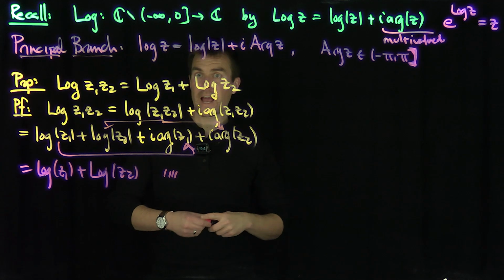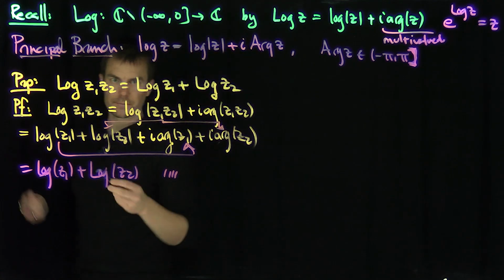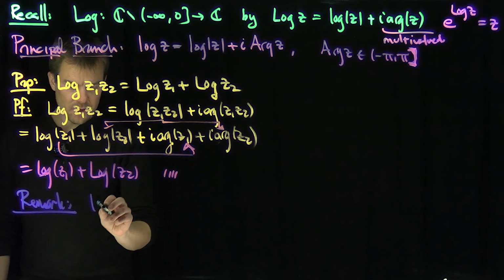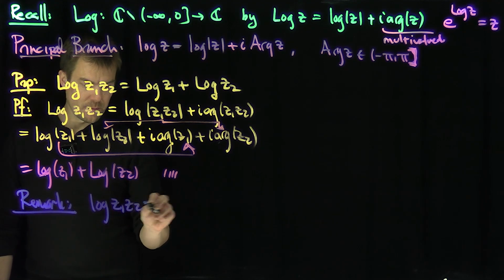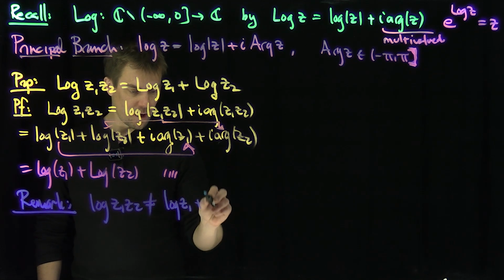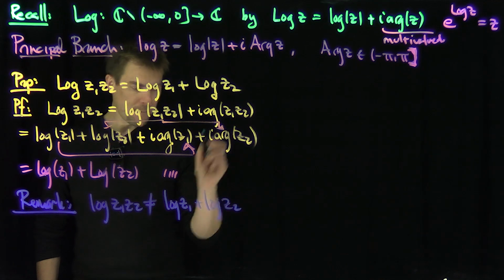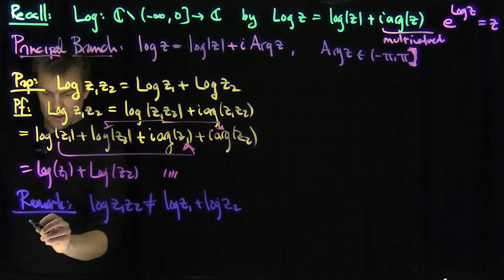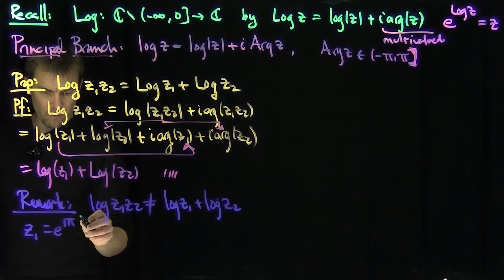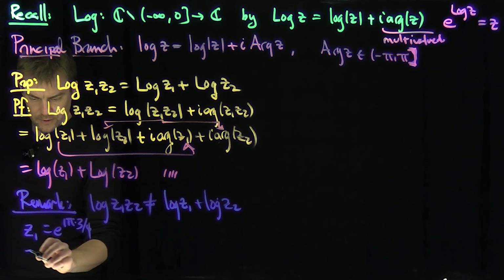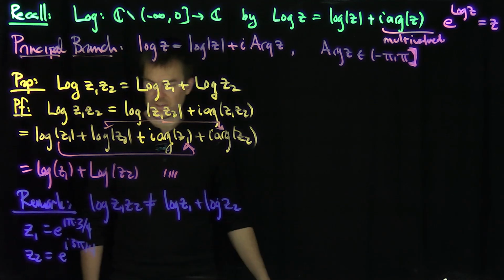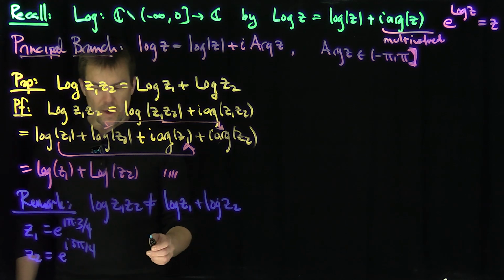However, there's an anti-result to this. What's the antithetical result? Remark: the principal log of z1 z2 is not equal, in general, to the principal log of z1 plus the principal log of z2. And how do you see that? Well, I'm going to choose z1 to be e to the i 3 pi over 4, and let's choose z2 to be the same thing, e to the i 3 pi over 4. They're the same values. So if I multiply these two numbers, what will happen?